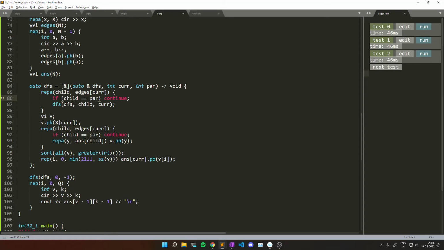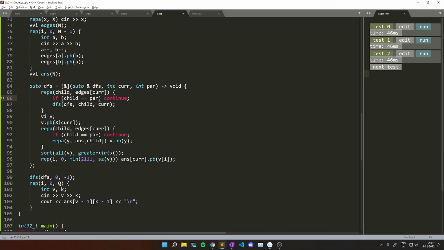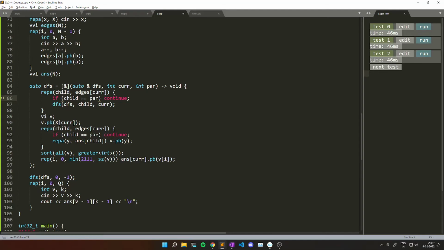So first I call the DFS on its children so that they can do their work and store their values. Now I am again at this vertex. I have created a vector v, because in this vector v I will store all of these subtrees' largest values.